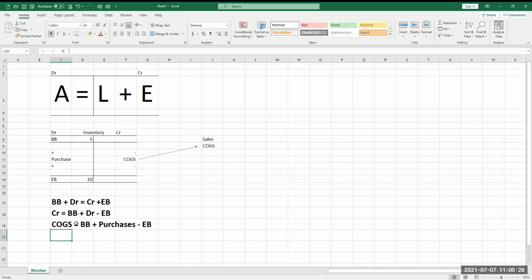So what will be cost of goods sold? That's how much I spent. I had $5, I added another $10, and when I went home, I found $3. How much did I spend? $12. That's your calculation of the T accounts. That's how difficult it is to calculate the T accounts.